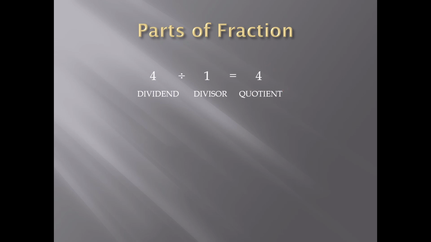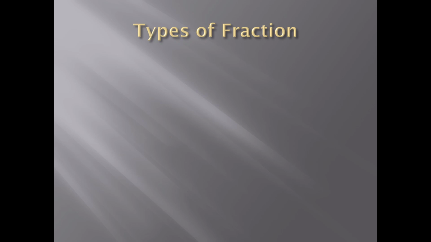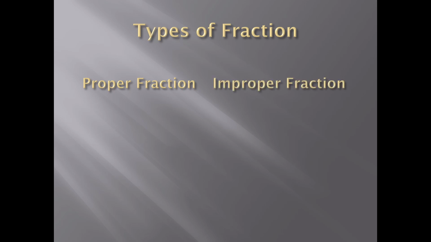Okay, now for the fraction. The fraction is represented like this one. So that's 1 over 4, or it can be written like this one, 1 over 4. Number 1 is basically the numerator, and number 4 is called the denominator. There are basically 2 types of fraction. It's the proper fraction and the improper fraction.